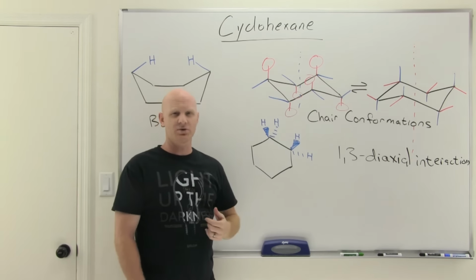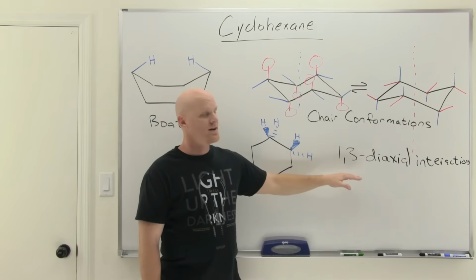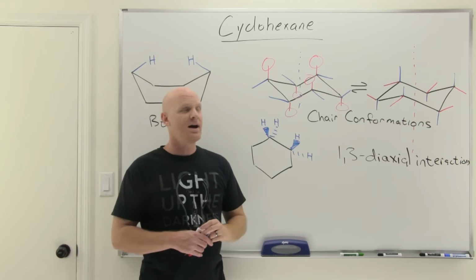So that's another reason it's better to be equatorial, but usually those gauche interactions and such, we just include and sum up all in this idea of 1,3 diaxial interactions. So again, we have the steric hindrance between the groups themselves on every other carbon in the axial position, and then the associated gauche interactions that go with it. And that's why, again, it's better to be equatorial than axial.